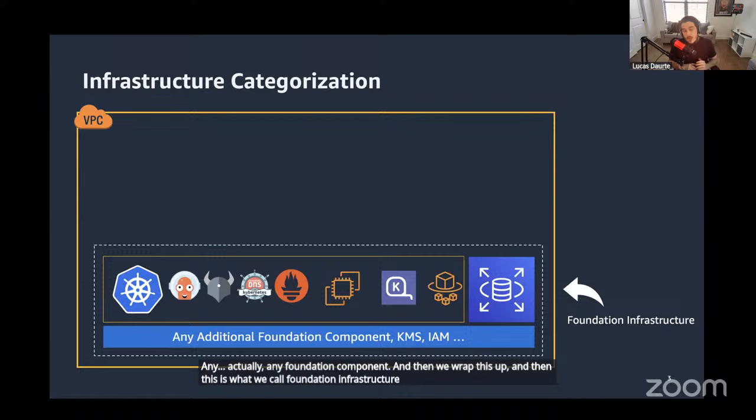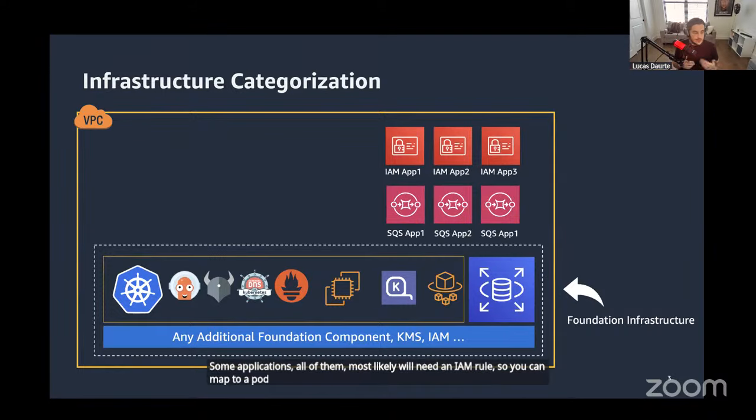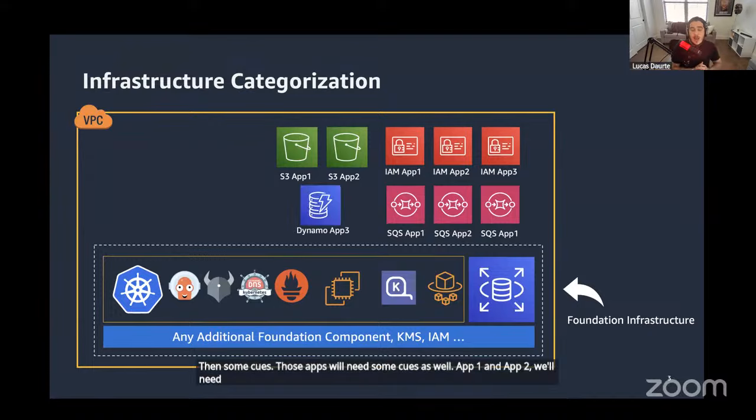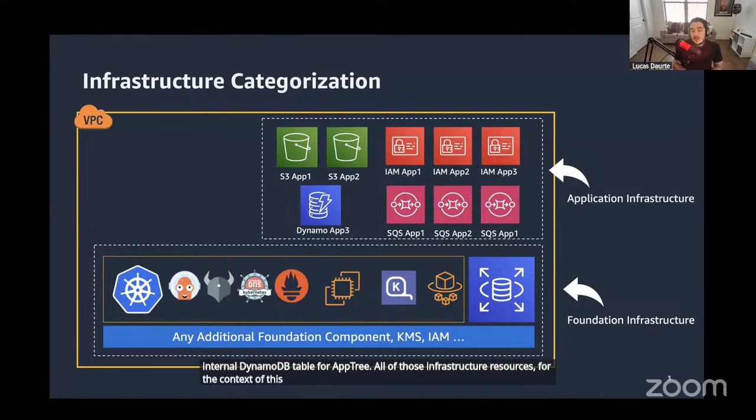And on top of the foundation infrastructure, you could be wondering, but what are the other categorizations of infrastructure that we have? Some applications, all of them most likely will need an IAM role. So you can map to pod identity or IAM roles for service accounts or whatever add-on you are using to map those credentials. Then some queues. Those apps will need some queues as well. App 1 and App 2 will need S3 buckets. And then a DynamoDB table for App 3. All of those infrastructure resources, for the context of this presentation, is what we are calling application-related infrastructure, right?